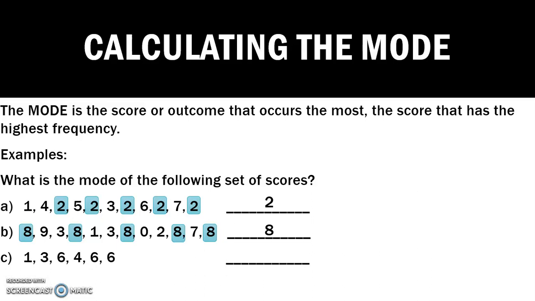For our next data set, we have 1, 3, 6, 4, 6, 6. The score that occurs the most here is 6, so our mode is 6. And lucky last, our set of scores is 2, 4, 8, 4. The score that occurs the most here is 4, so our mode is 4.